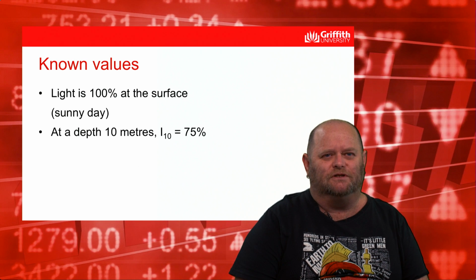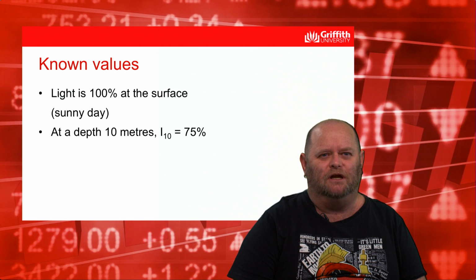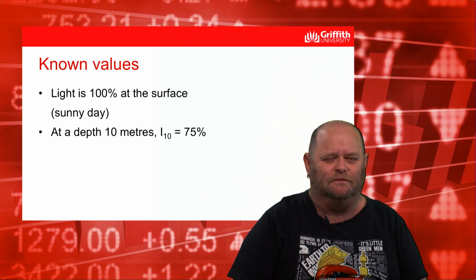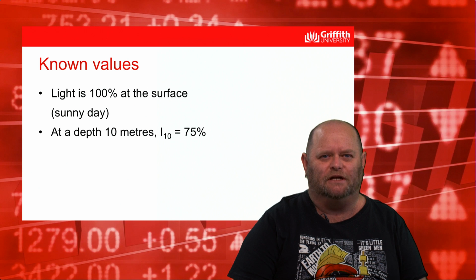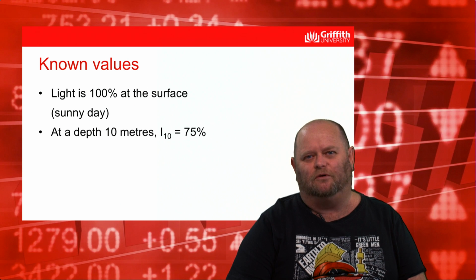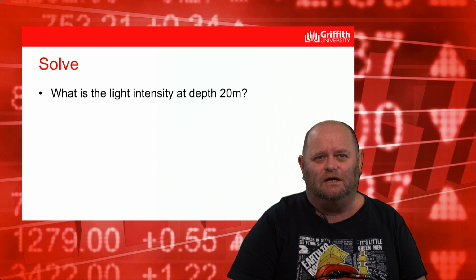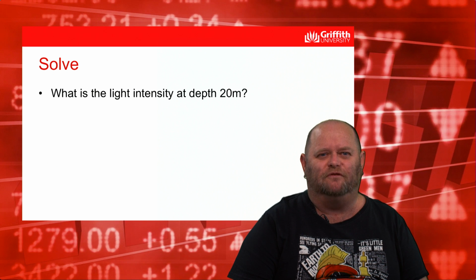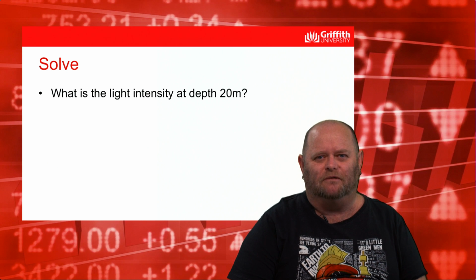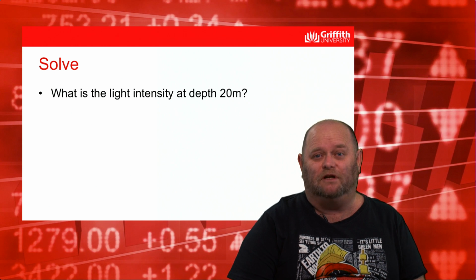So let's just say that we've got a situation where we've got a sunny day, and we know through our measurements that at say a depth of 10 metres, our light intensity is 75% of what it was at the surface. The question is, what's the light intensity then at 20 metres? And we might have a known piece of information about what types of plants need a minimum or a maximum amount of light in order for them to reproduce. And so we might want to know what the light intensity is going to be at a depth of 20 metres. Why is that important?